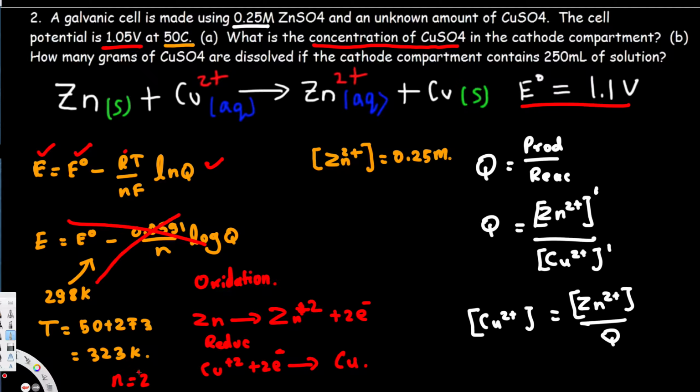Now we have the n value, and F is Faraday's constant. Now we can solve for the Q value. Let's go ahead and solve it. Before we solve this one, we have to rearrange this one. Let's take everything to the other side.